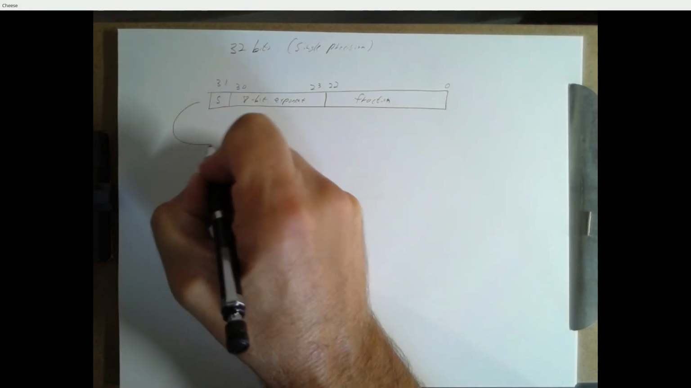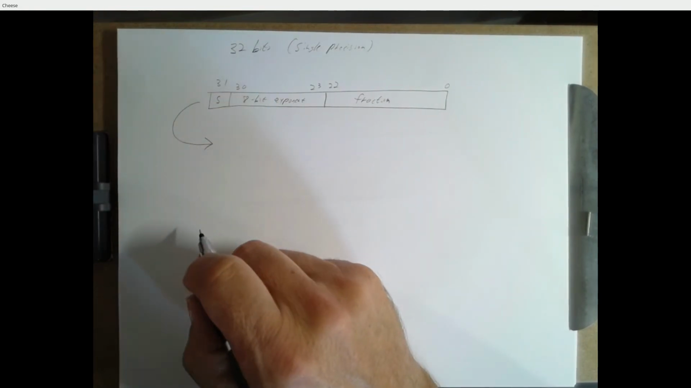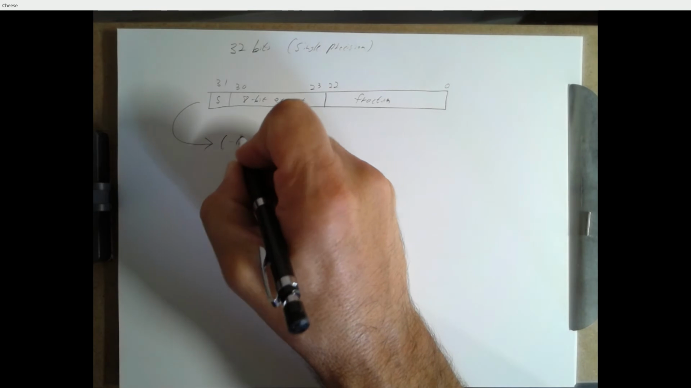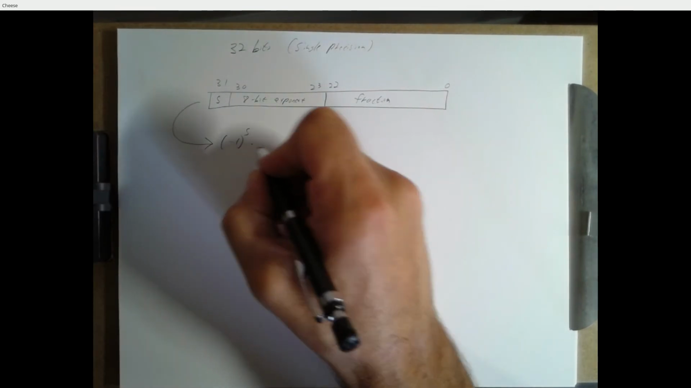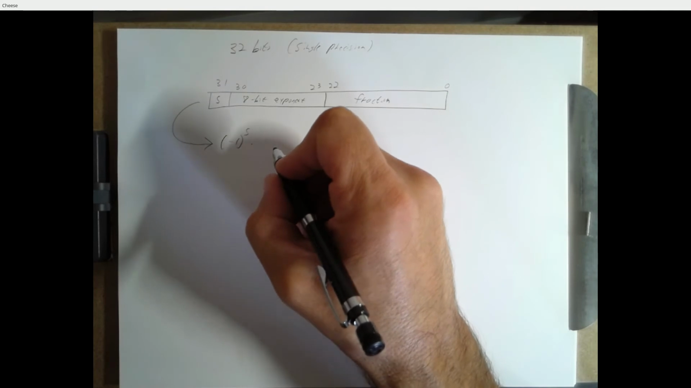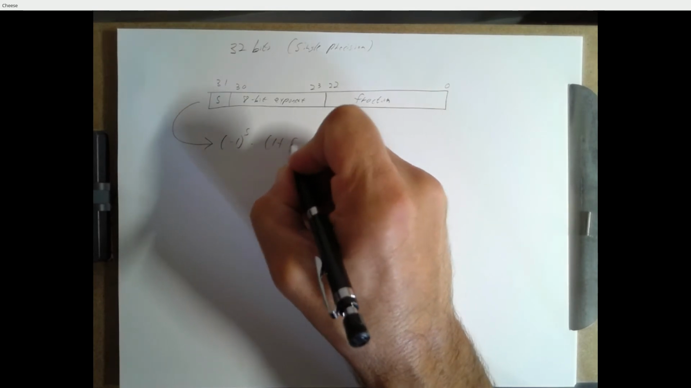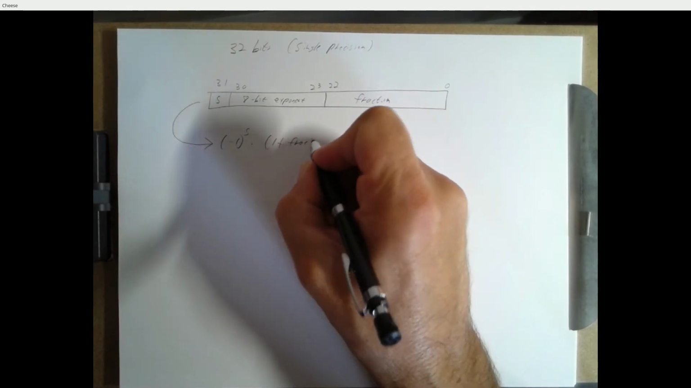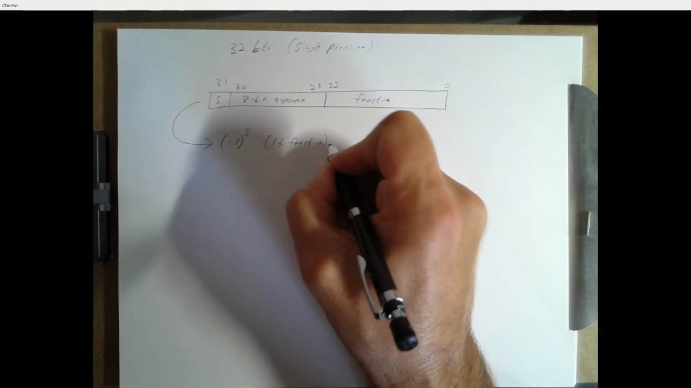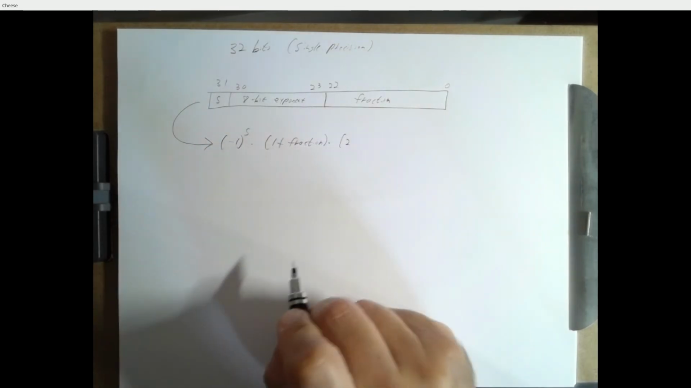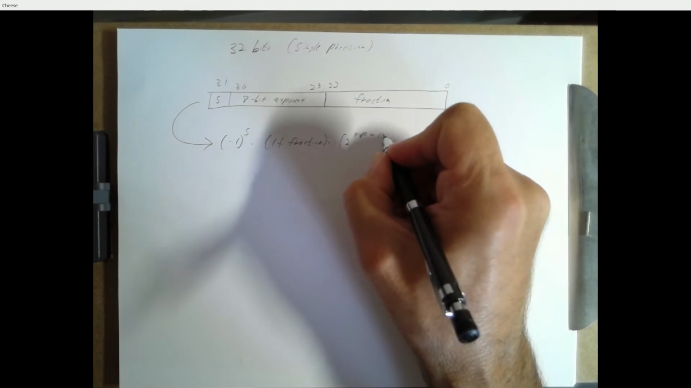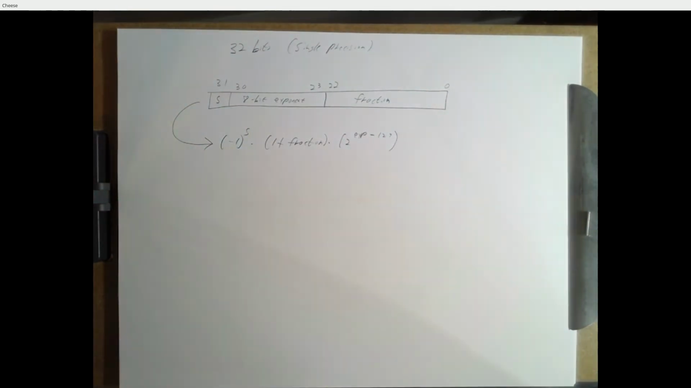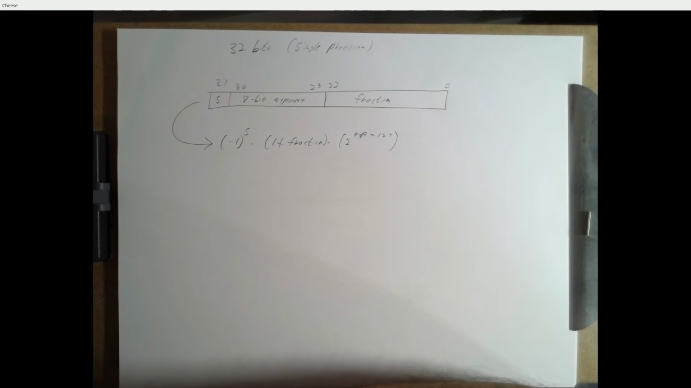Okay, so if you have a number in this form, in general, here's what it represents. -1 to the s times 1 plus the fraction times 2 raised to the exponent minus 127. Okay, what the heck does all this mean?